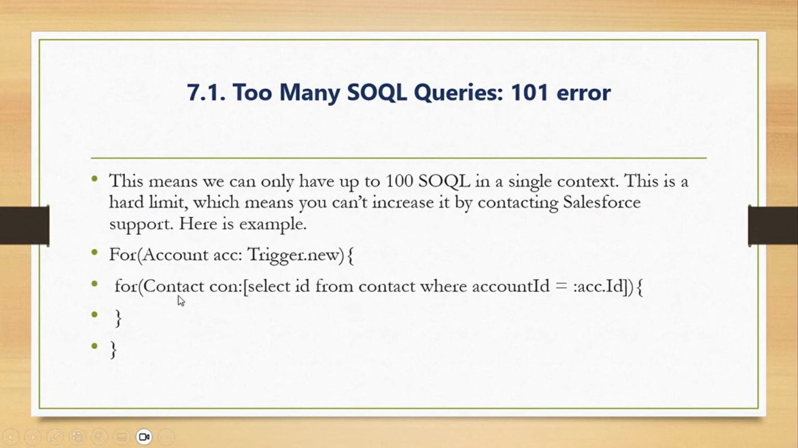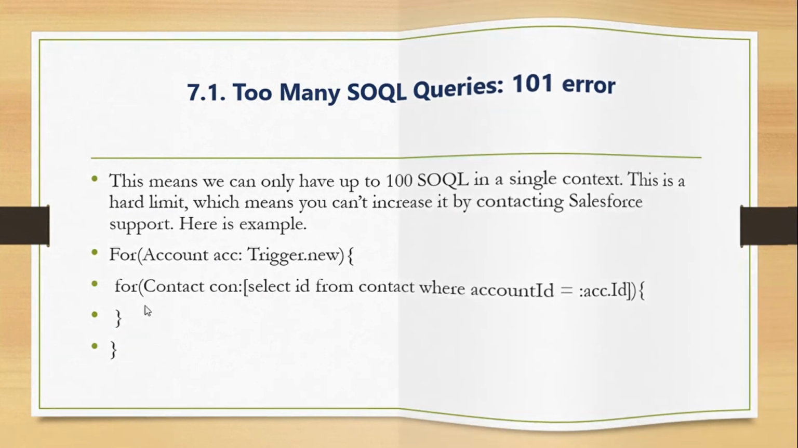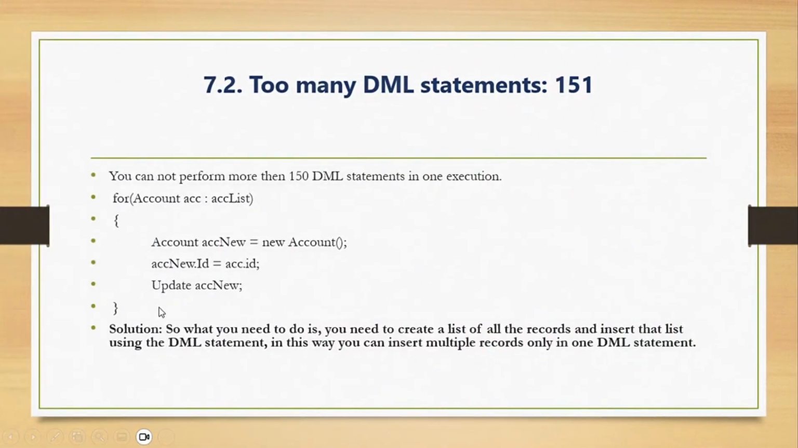Here is an example, trigger on Contact, with a query inside. Too many DML statements 151. So what you need to do is create a list of all the records and insert that list using a DML statement. In this way you can insert multiple records in only one DML statement, that is, here you can insert the account list. You cannot do it like this.